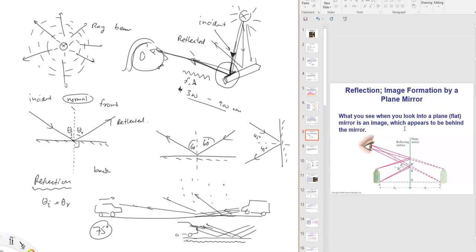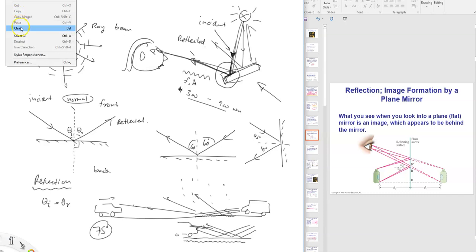Image formation by plane mirror. How do we see things in a mirror? Now, here we see the object, right? If you go back to this example, here we have a pencil and light from the pencil comes to your eye, so you see the object. Sometimes you can see things inside the mirror. Let me clear this.